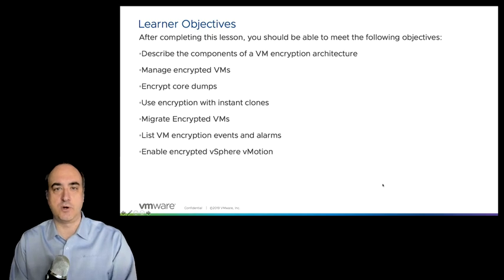In this lesson, we're going to cover the following objectives. We should be able to meet these objectives: being able to describe the components of a VM encryption architecture, manage encrypted VMs, encrypt core dumps, use encryption with instant clones, migrate encrypted VMs, list VM encryption events and alarms, and enable encryption or encrypted vSphere vMotion.